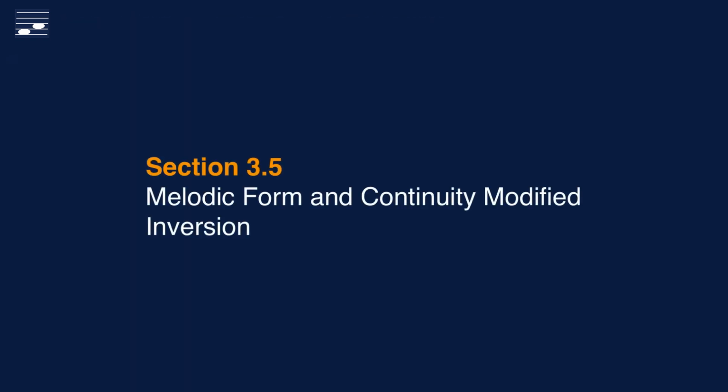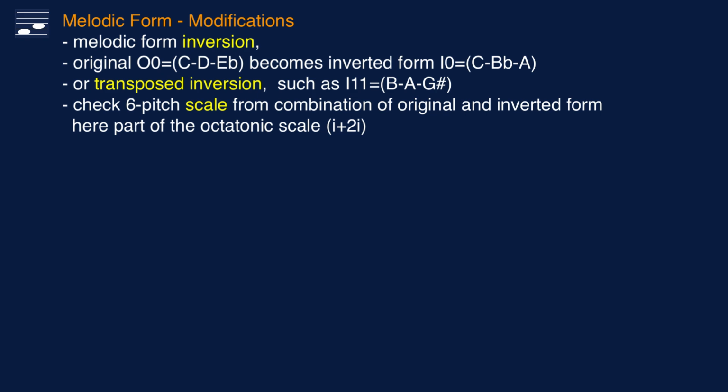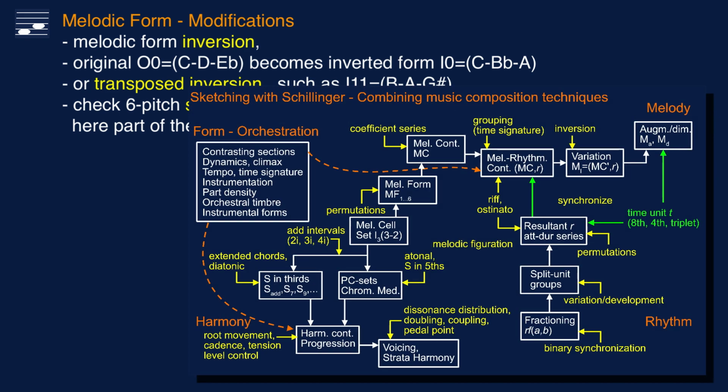We may apply other operations to the original melodic form and continuity. In this section I'll demonstrate my experiment with melodic inversion. In the Schillinger System Techniques overview diagram, I highlighted the variation block in the upper right corner. Inversion is one option for creating variation.